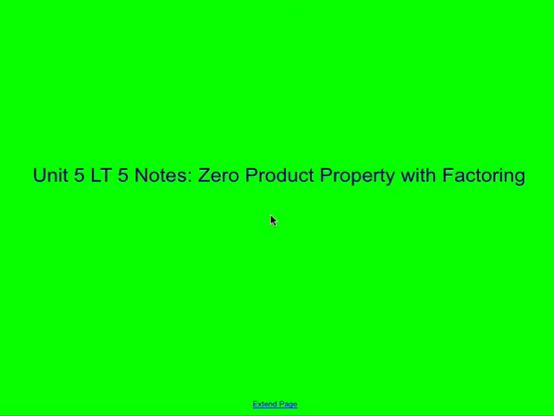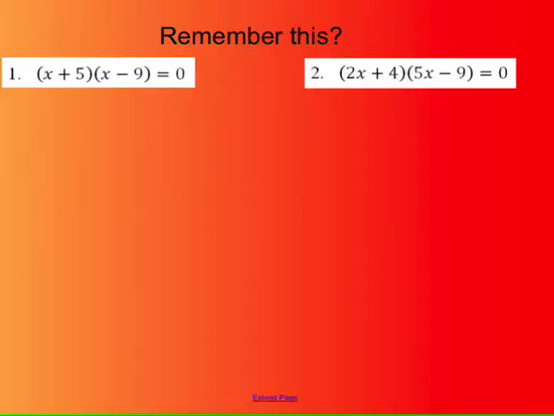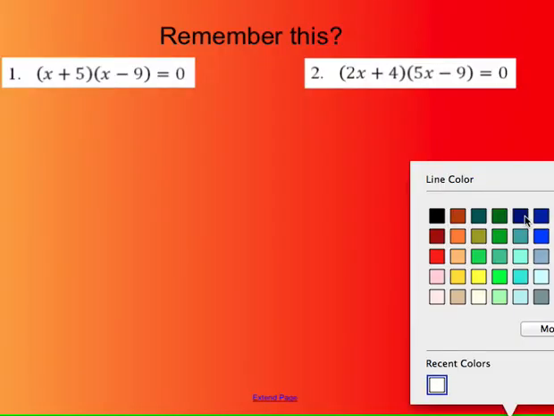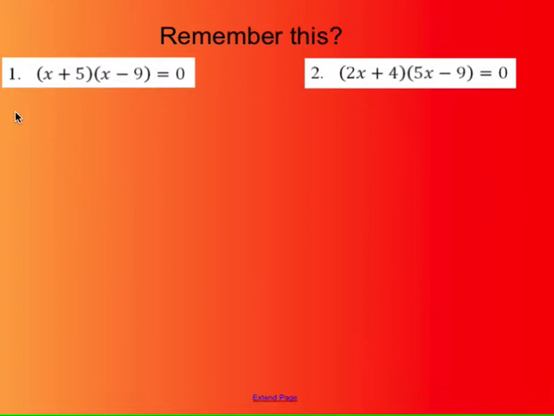Unit 5, Learning Target 5. So today we're going to be using that zero product property, but now we're going to also apply it to factoring. So let's just remind ourselves a little bit about the zero product property and how it works. So remember, when you're doing the zero product property, all you have to do is take each parenthesis and set it equal to 0. So x plus 5 is equal to 0, and likewise x minus 9 is equal to 0.